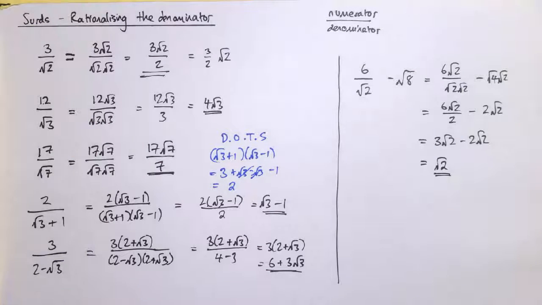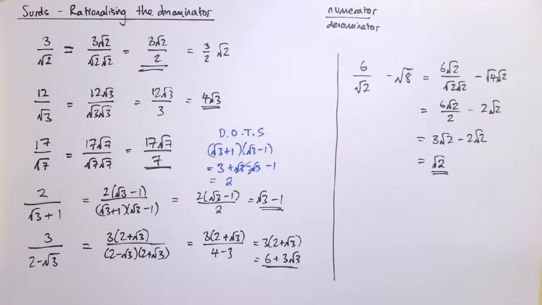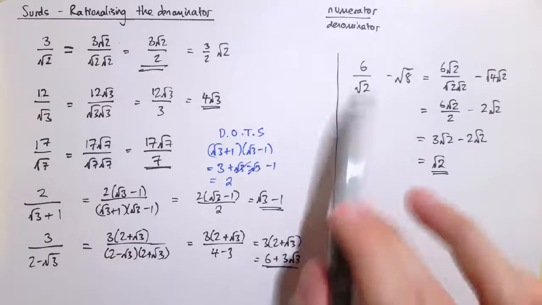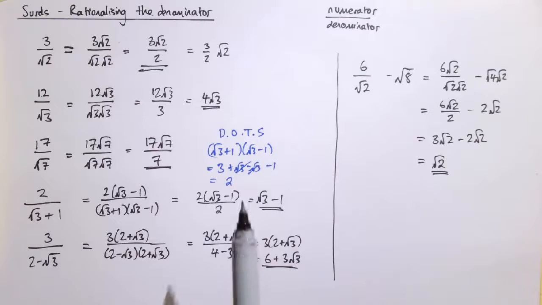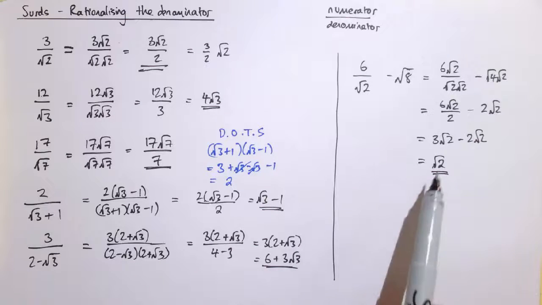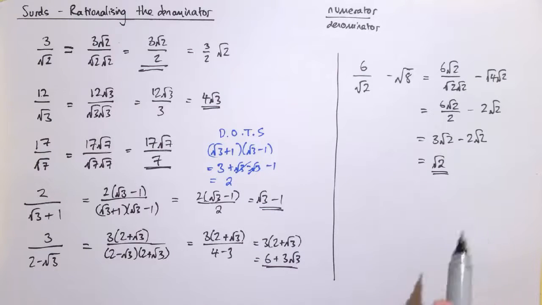So all of these tools we've got allow us to simplify surd expressions. What looked like quite a complicated expression actually turned out to simplify down to something incredibly simple, just the square root of 2.